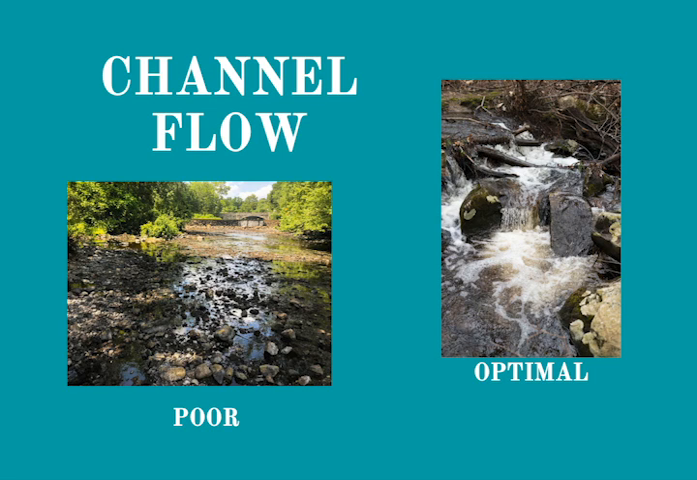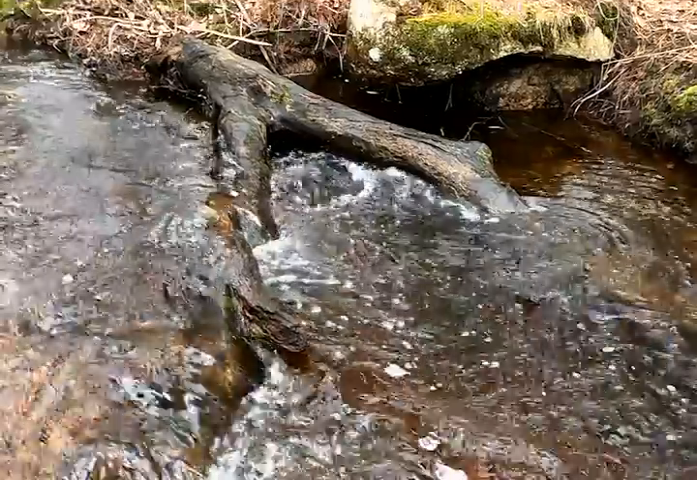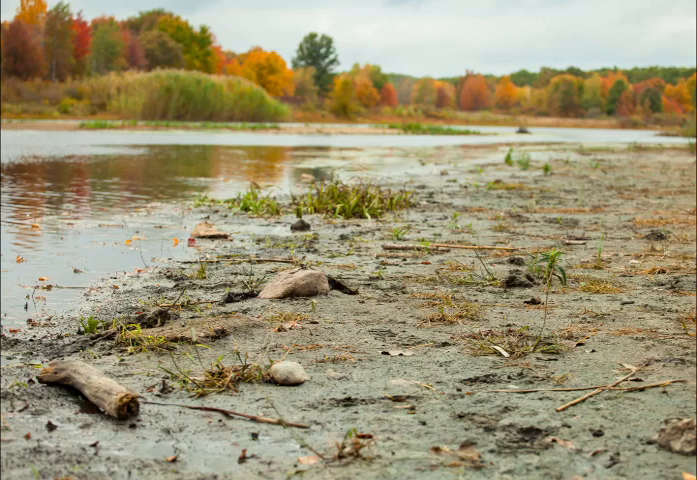Channel flow is the degree to which the channel is filled with water. When the water coverage is low, the diversity of aquatic life is likely to be low as well. Channel flow will change over time because of dams or other obstructions, diversions for irrigation, or drought.